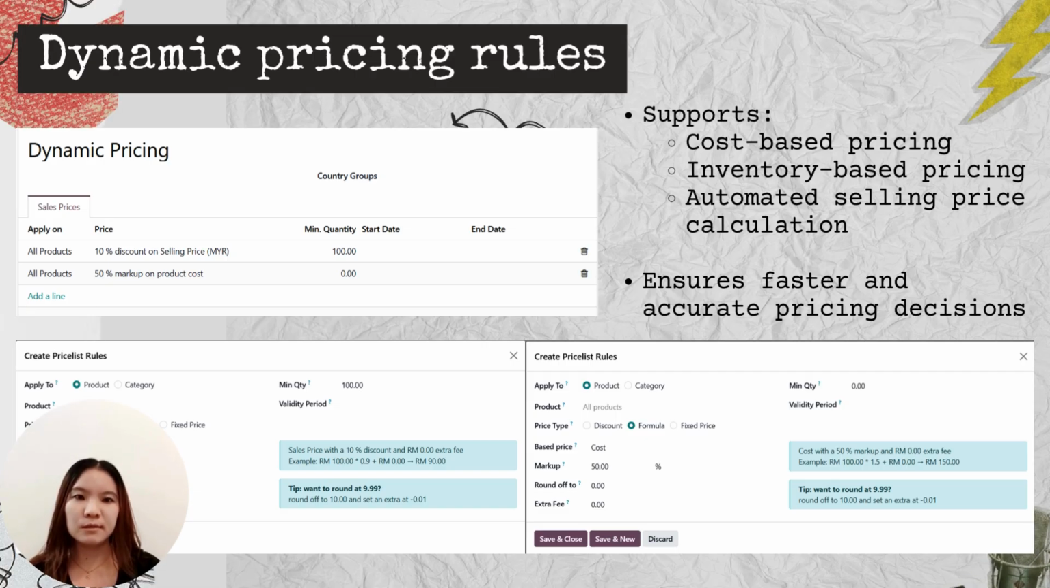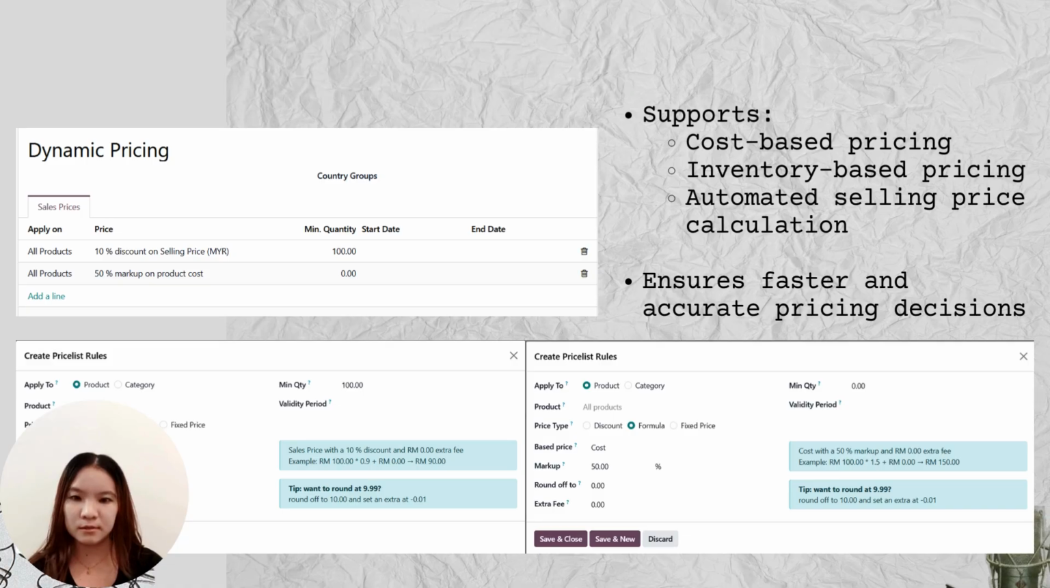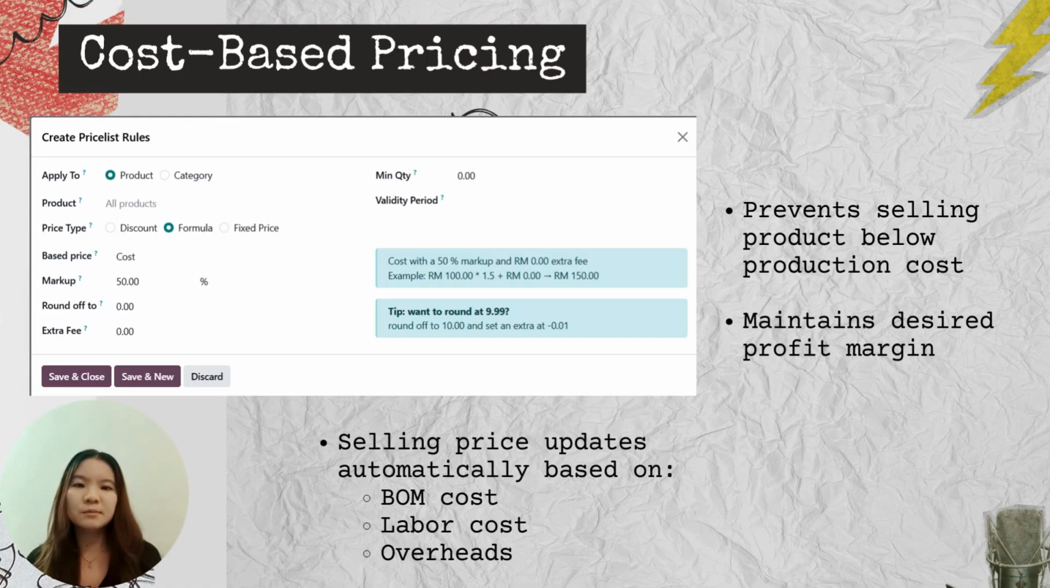For the dynamic pricing rules, it supports cost-based pricing, inventory-based pricing, and automated selling price calculation to ensure faster and accurate pricing decisions for each product. For cost-based pricing, it calculates and updates the selling price of the product automatically based on the bill of material costs, labor costs, and overheads. It prevents selling the products below production costs and maintains the desired profit margin of the company.